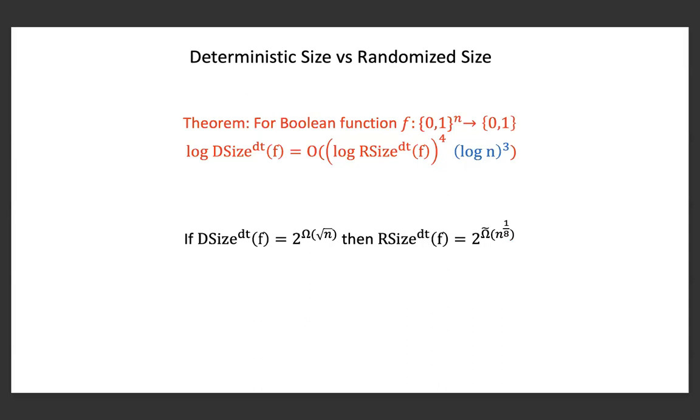So the proof of this theorem is very much inspired by Nisan's result, because what we do is we also look for combinatorial notions which can characterize both log of deterministic size and log of randomized size. Okay, I'll say more on this, but let me introduce this combinatorial notion, which will be crucial in proving this result.